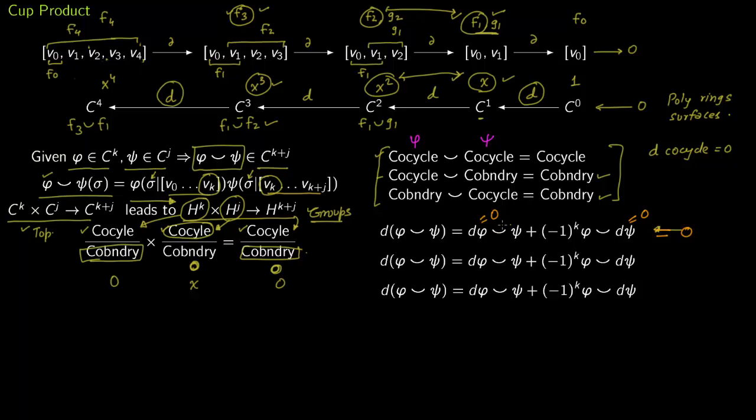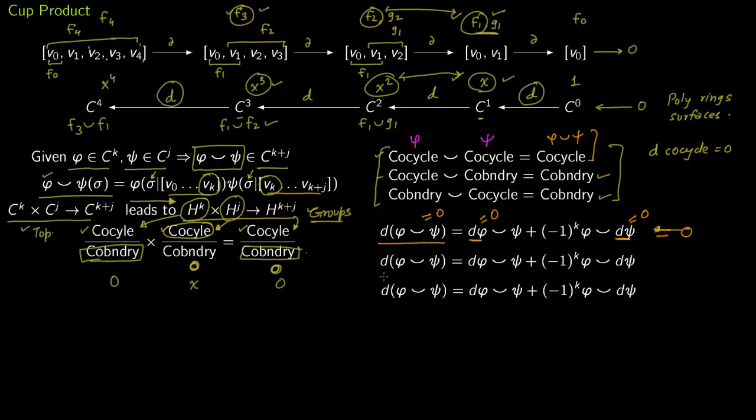You do a cup with 0, you get 0. Here also, the second term you get a 0, because this term is 0, this term is 0, the entire thing is 0. So if d of something is 0, that means this lies in the kernel. So that means this is itself a co-cycle. So the first thing is done. So this is 0, therefore this is a co-cycle. So this is done.